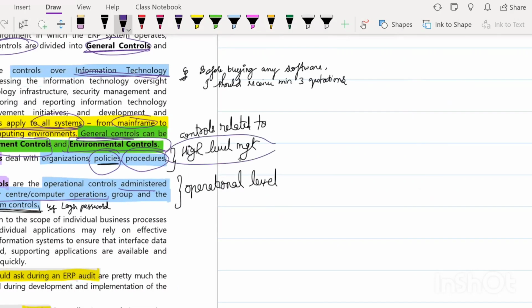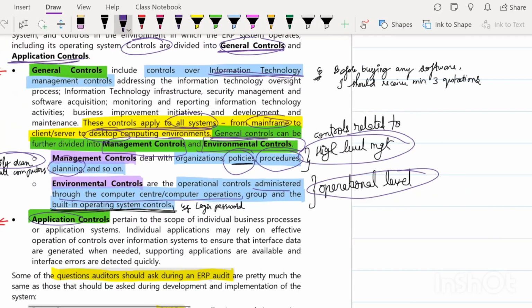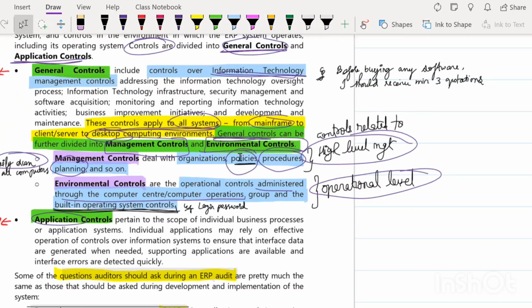Okay. So these are the environmental controls which are administered through the computer center or computer operation groups. You can tell that this is a management level control, whereas this is an operational level control. At the bottom level, what controls have you put? Example, logging in with your passwords. Okay, so these are related to general controls.